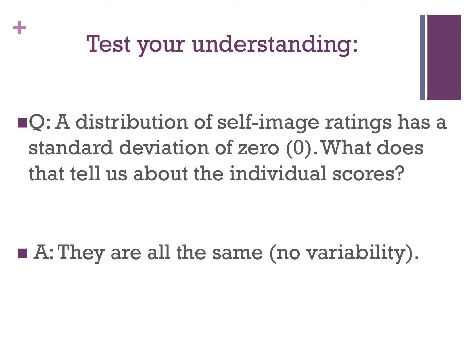So let's test your understanding. Question: a distribution of self-image ratings has a standard deviation of 0. What does that tell us about the individual scores? If you think about how we derive the standard deviation, it is the square root of sort of the average squared deviation score, a little bit different than that. The only way this will be 0 is if every score has 0 deviation from the mean. And the only way this would happen would be if every score was equal to the mean. If every score equals the mean, everyone looks exactly the same in the data set, and there's no variety, no diversity at all. They're all the same.